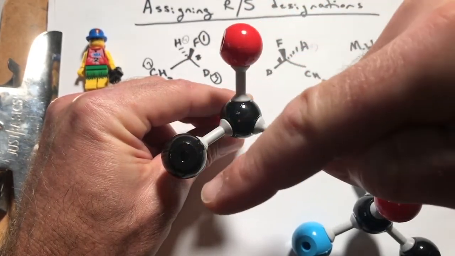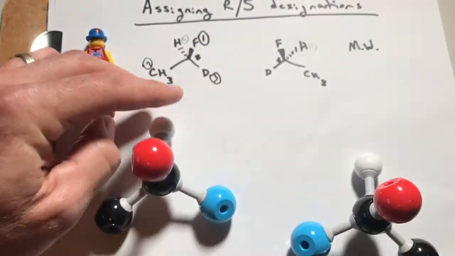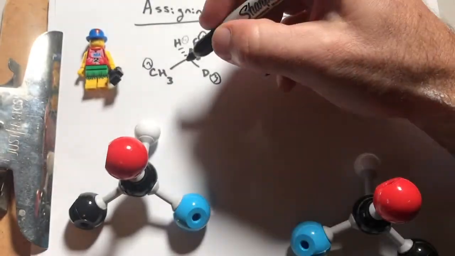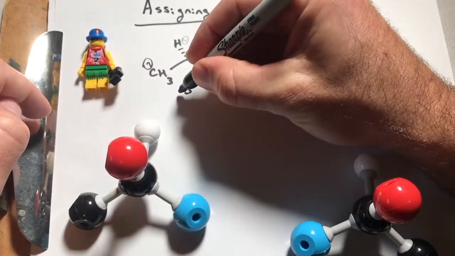Because it is going counterclockwise. So we are going to assign that thing an S. You would call this the S enantiomer.